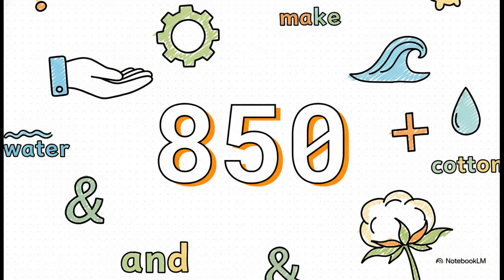Okay, so the 850 part, well, it's literally the number 850. And no, it's not just some random number. It's a very specific, very carefully chosen list of 850 essential words in English. Think of them as the absolute building blocks of the language. We're not talking about fancy, complicated words here. We're talking about the basics. Words like give, make, water, and yeah, you guessed it, cotton.